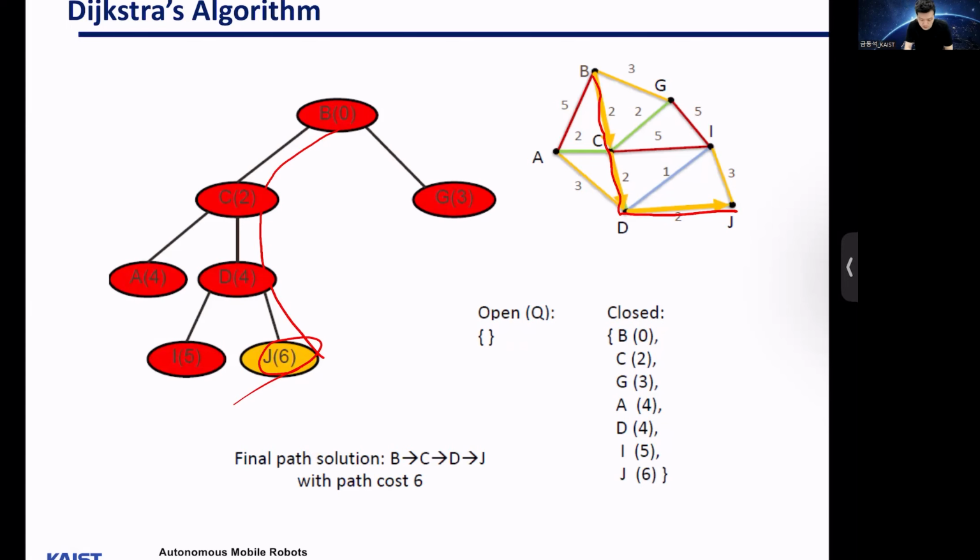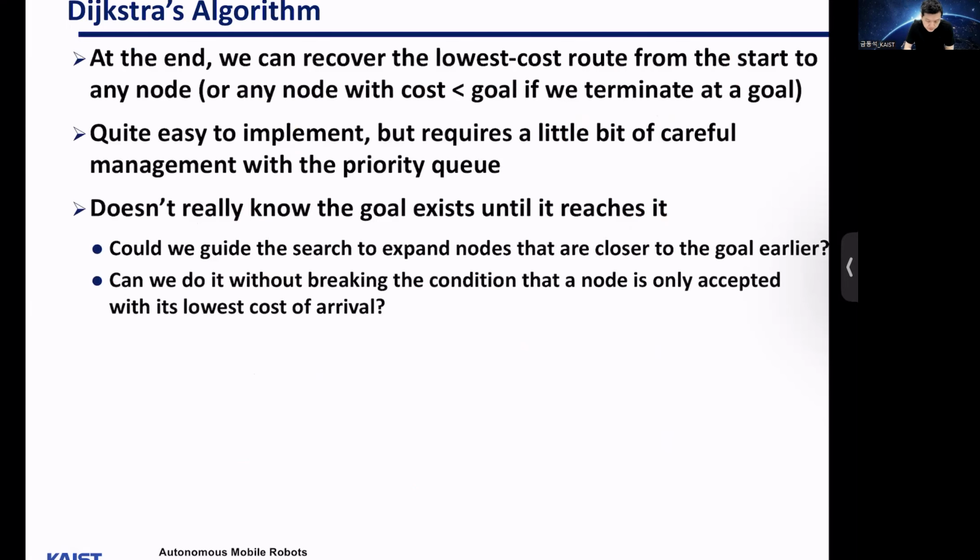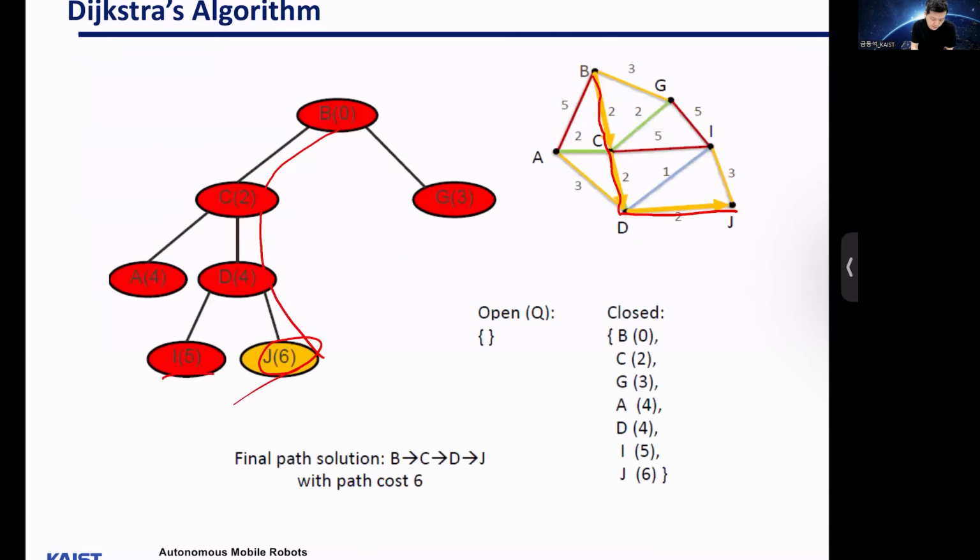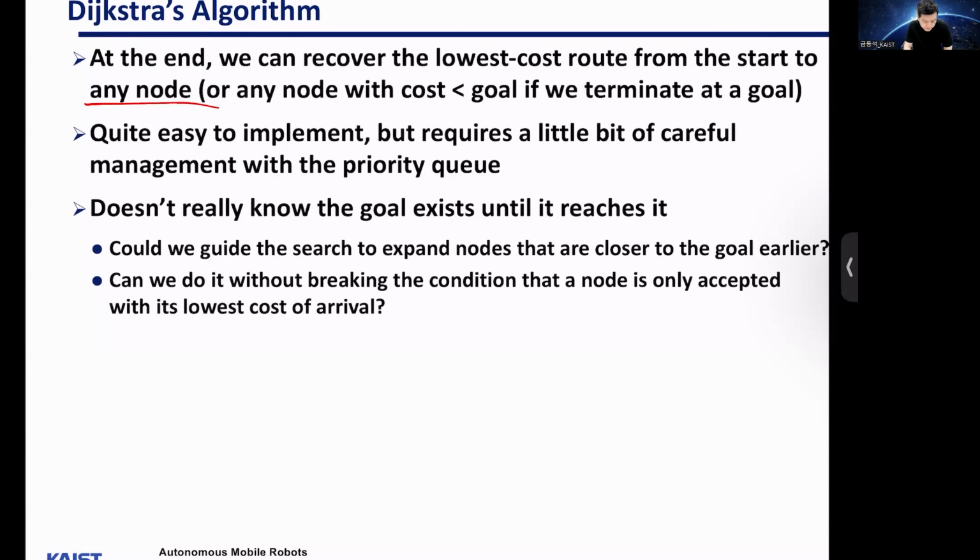So that's how Dijkstra works. At the end, we can recover the lowest cost route from the start to any node. We say any node because we kept these values. Quite easy to implement, but requires a little bit of careful management with the priority queue. Doesn't really know the goal exists until it reaches it.